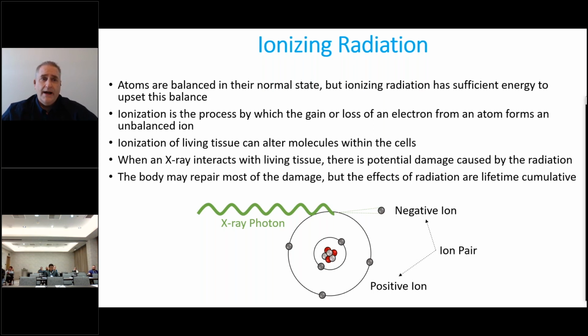So ionizing radiation is any type of radiation that has enough energy that a particle from that source can cause the ejection of at least one electron from a cellular structure. Once you've done that, you've altered it. That alteration then has the potential to cause health effects.